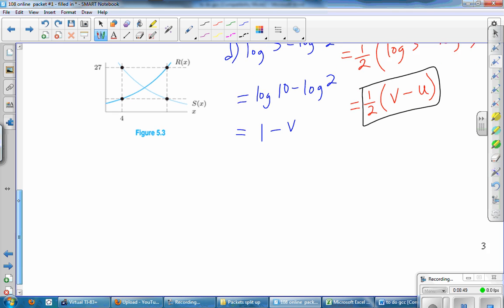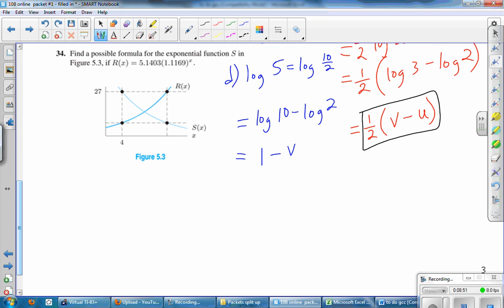Okay, moving on to 34. Find a possible formula for the exponential function S in figure 5.3 if r of x is equal to, and then there's the formula for r of x. Okay, trying to find the formula for the function S. So here's the function S.